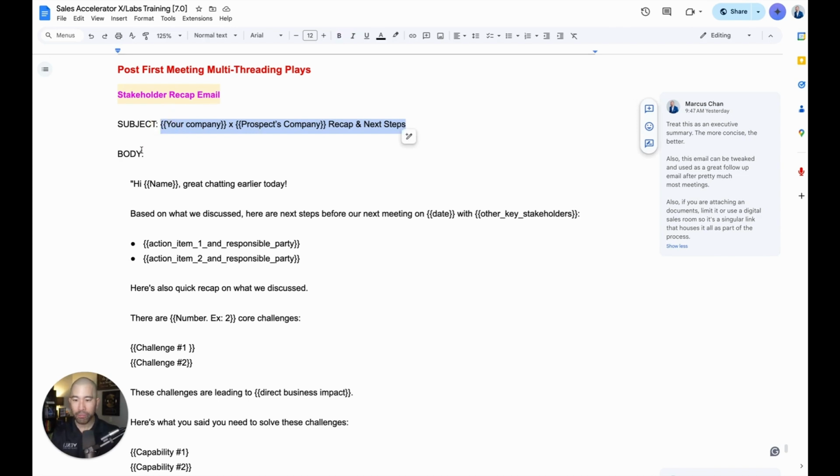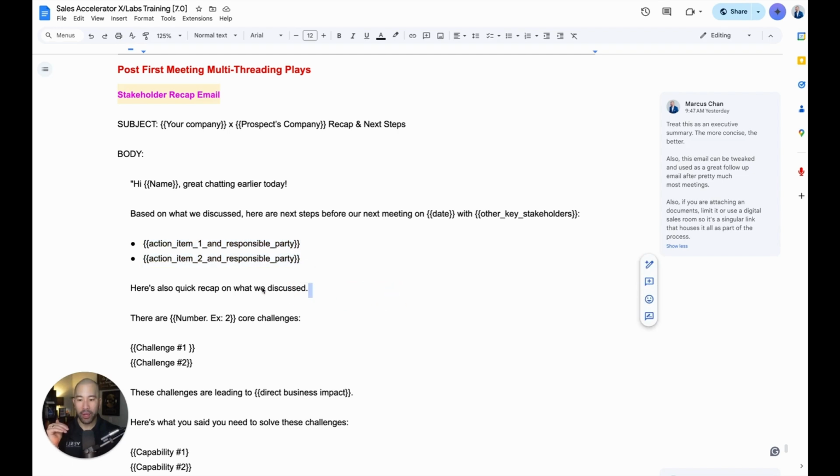All right. Here's the body. Hey, name. Great chatting earlier. Based on what we discussed, here are next steps before our next meeting on date with other stakeholders. Obviously this might change a little bit depending on who you're meeting with in the next meeting. Here are the action items. Boom. Very intentional here. Before they even get into the email, these are the core actions listed at the very top.